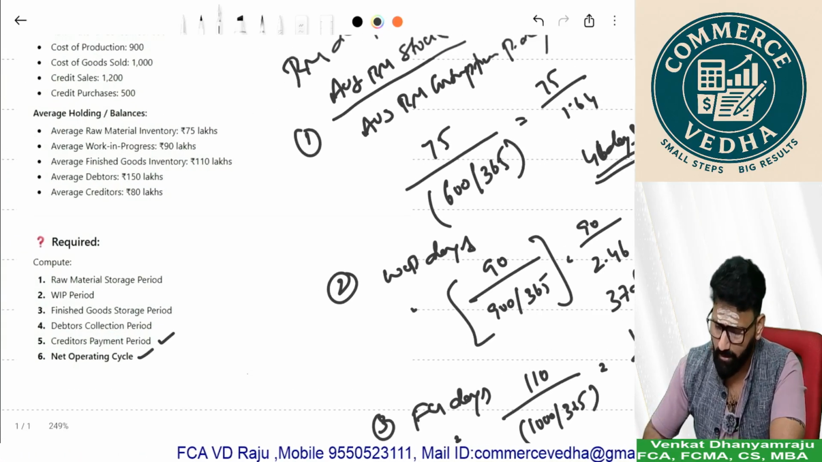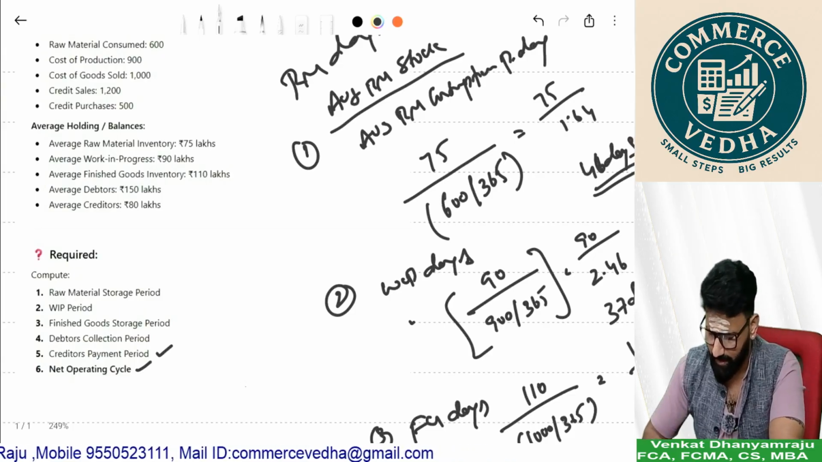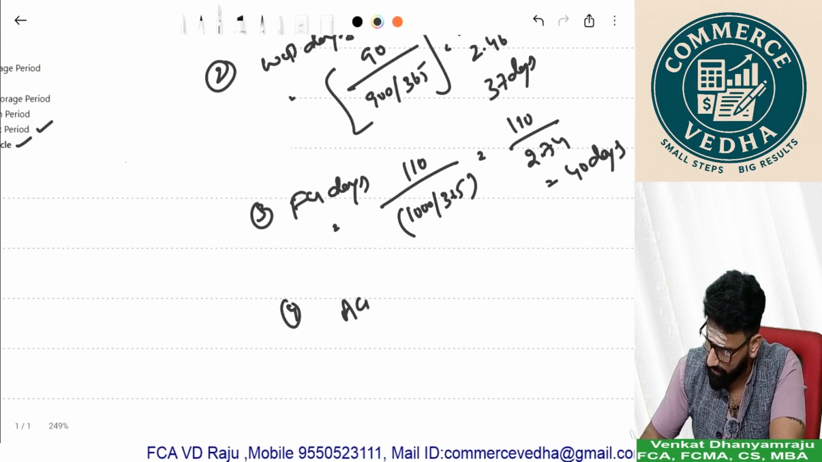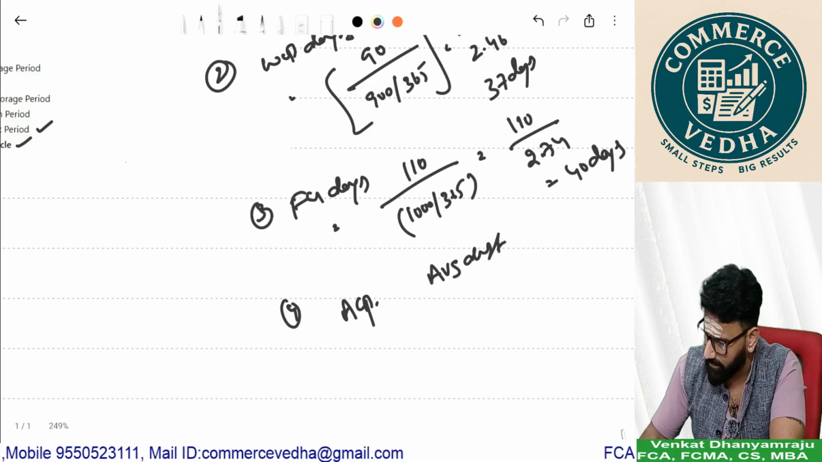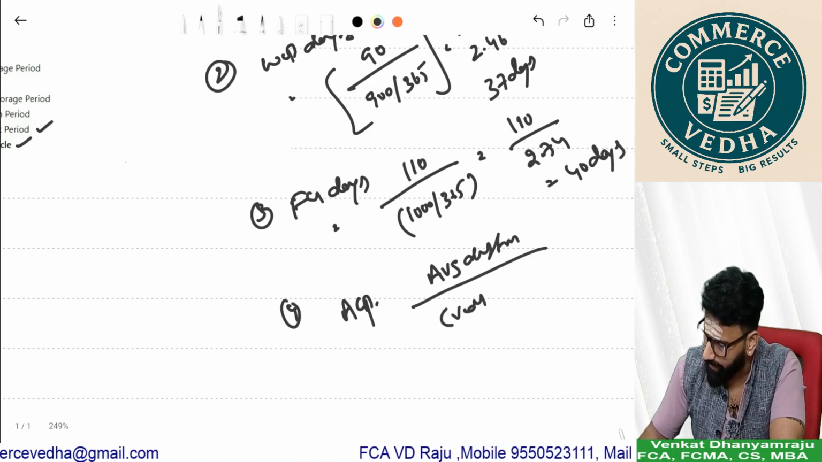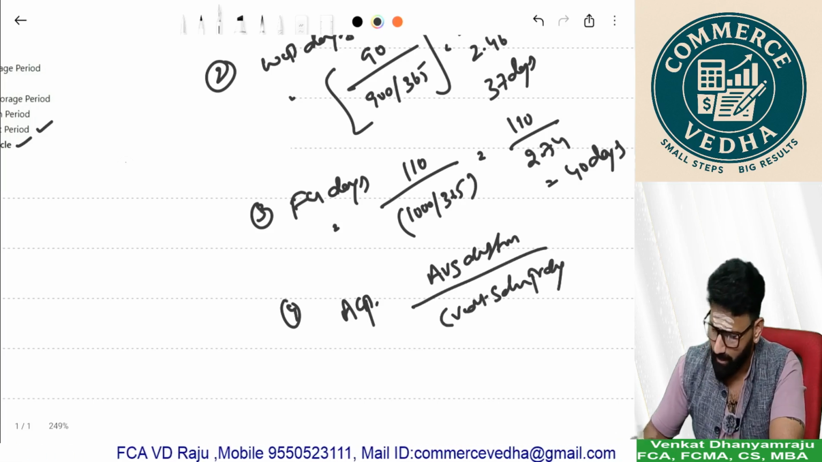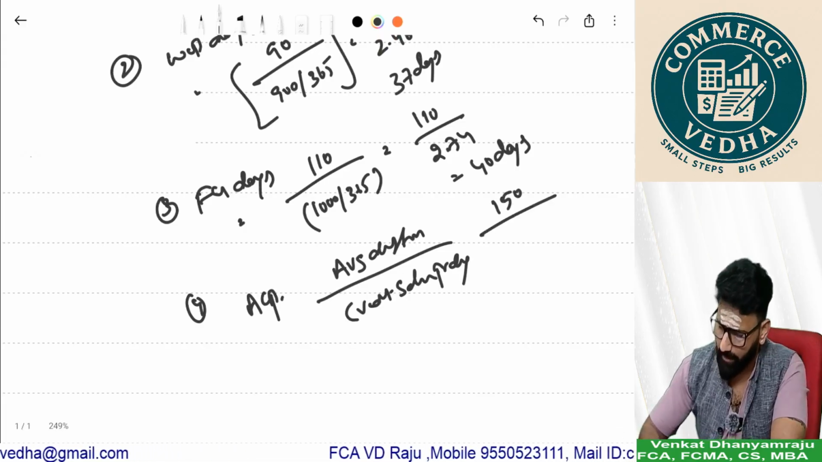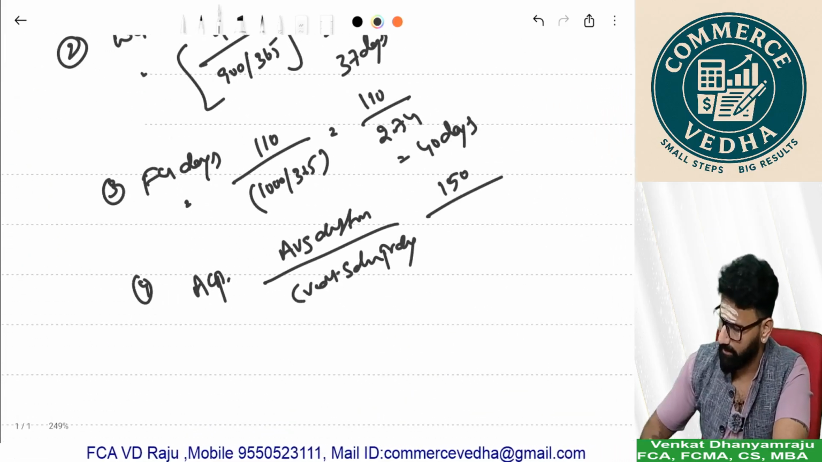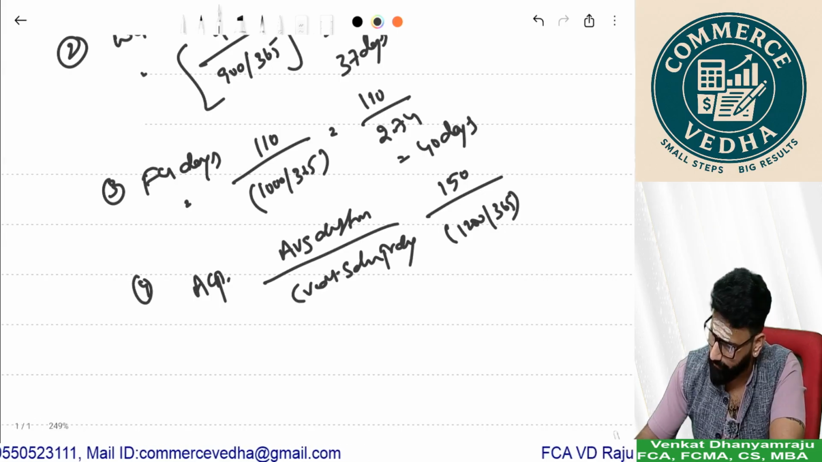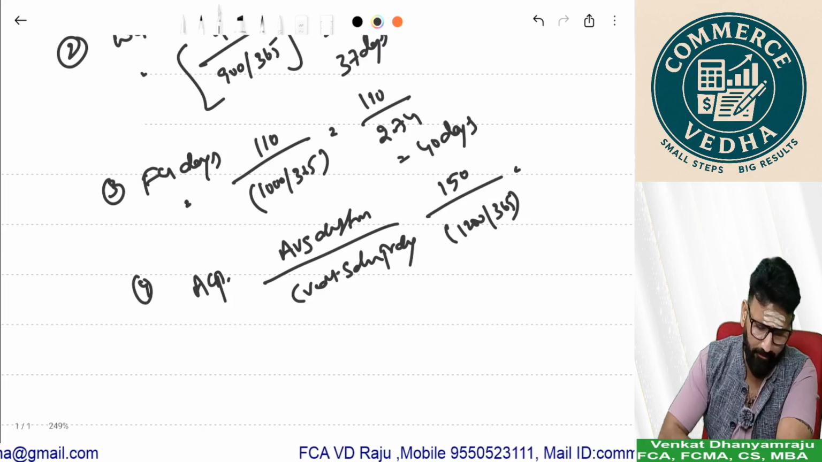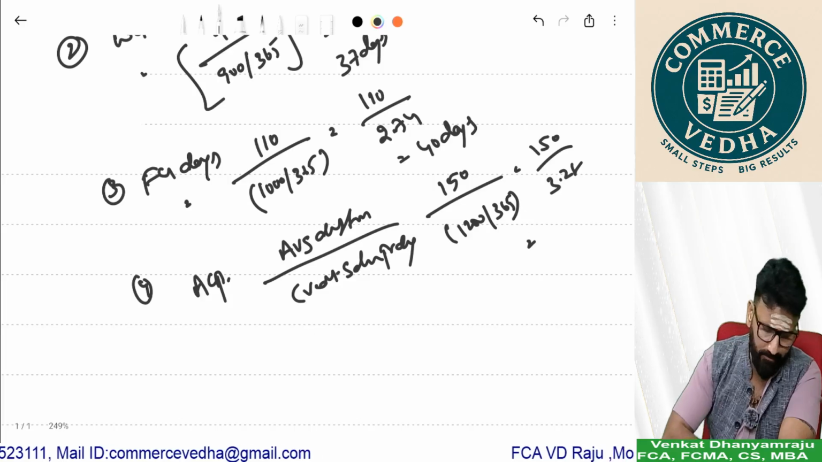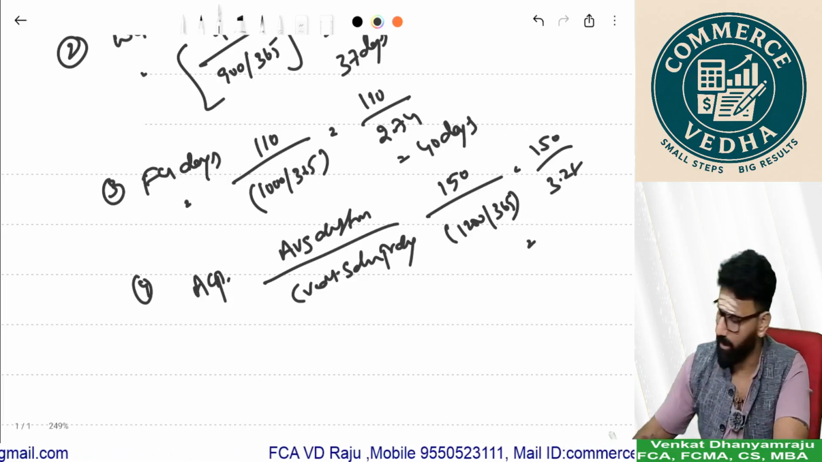Now what we should compute here is average collection period. We are given credit sales and average debtors. So this is average collection period: average debtors divided by credit sales per day. Debtors in the question is 150 lakhs, and credit sales 1200 lakhs. So 1200 by 365 is 3.28. So 150 by 3.28, you get 46 days.